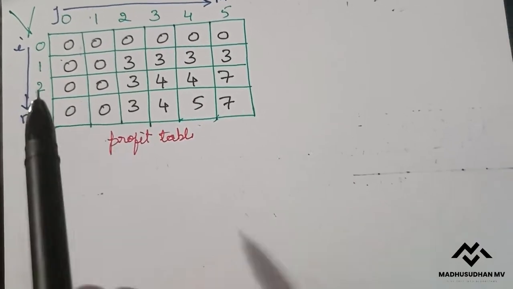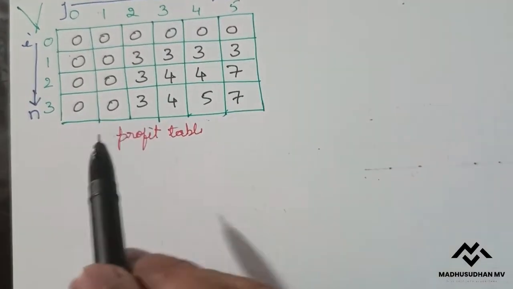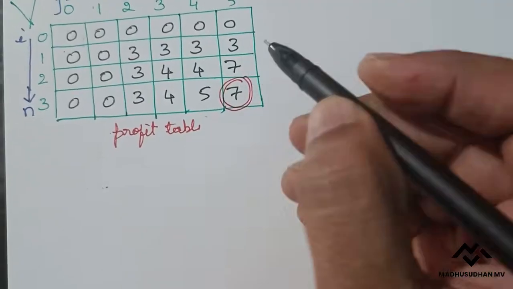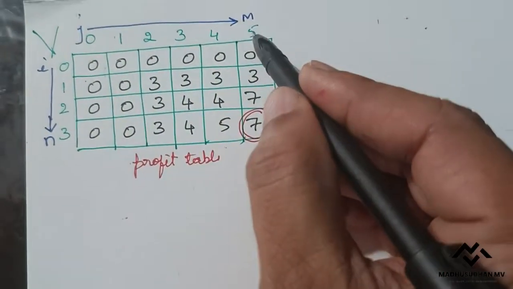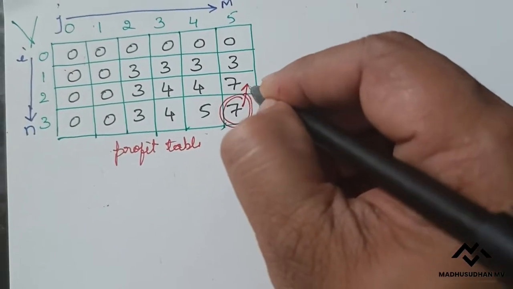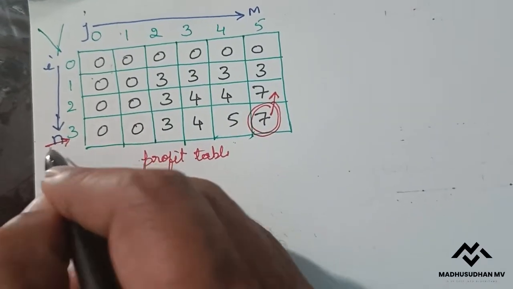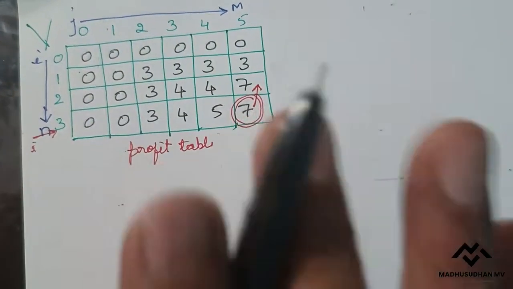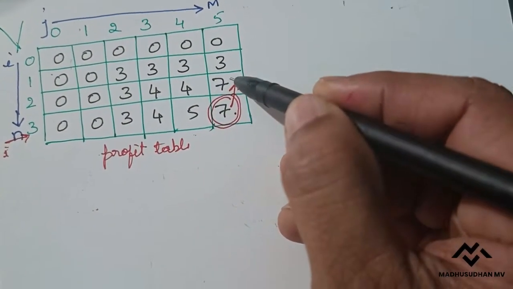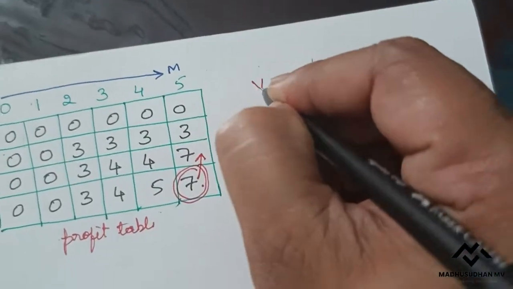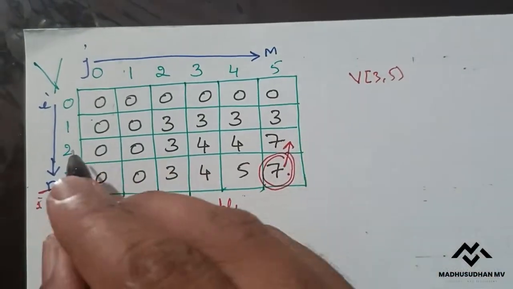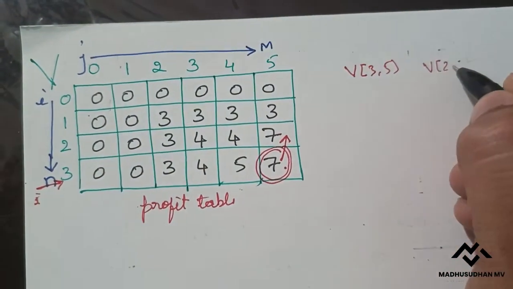For that, what we have to do is directly come to the last row. Okay, the last value is what? 7. Or come to this position, that means v of 3 comma 5. Now compare it with its above value, that means now I'm checking item 3, whether I have included it or not. So compare this value with its above value. That means I'm comparing value of 3 comma 5 with what? V of 2 comma 5.